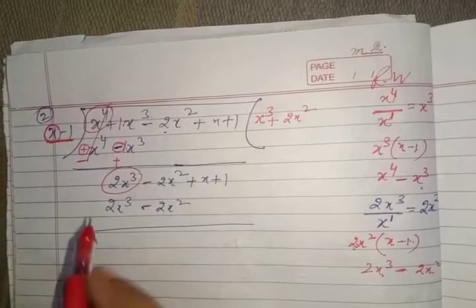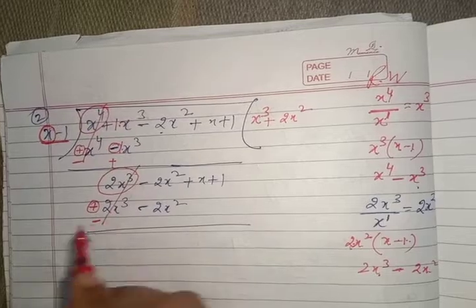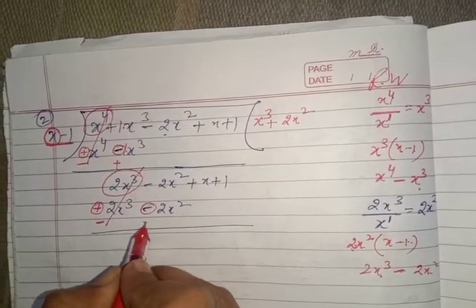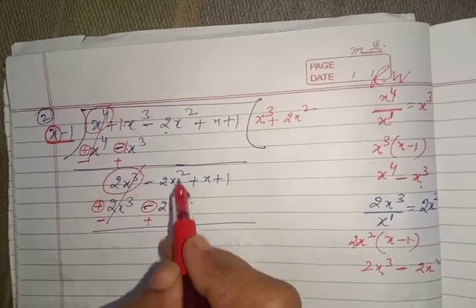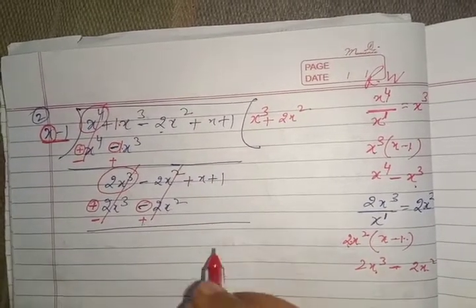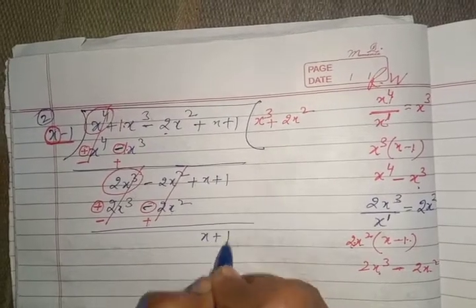Again we need to change the sign. What is sign of this? Plus, it will become minus and cancelled. This is minus, its sign will become plus. It is minus 2x², it is plus 2x², it will also get cancelled. So what is left? We are left with x plus 1.